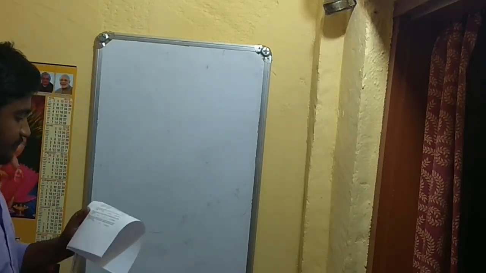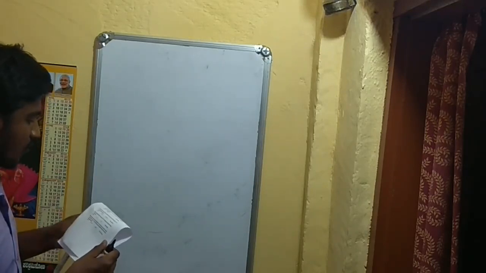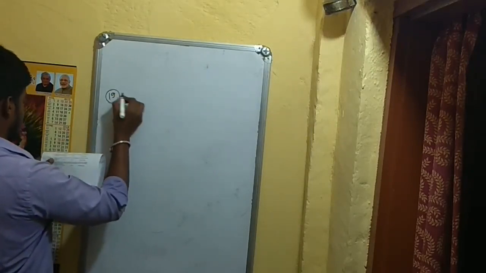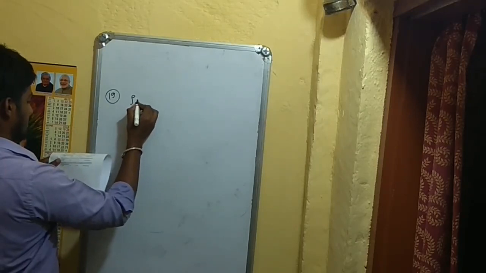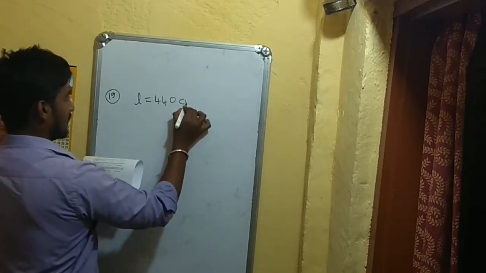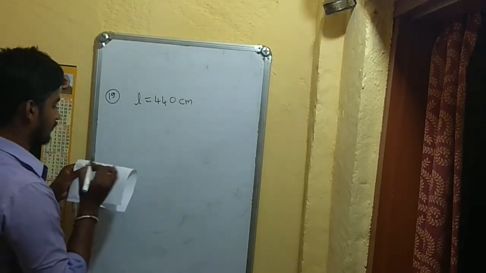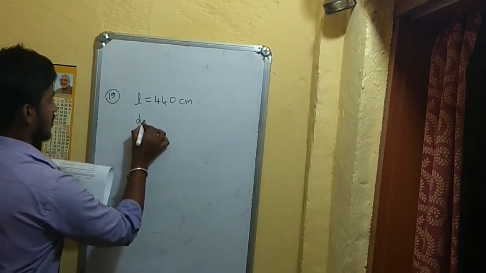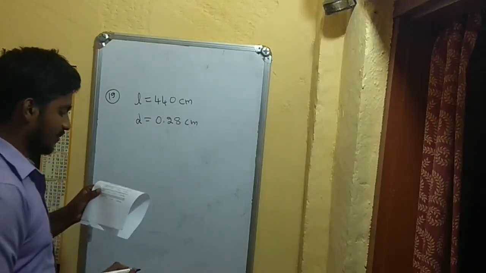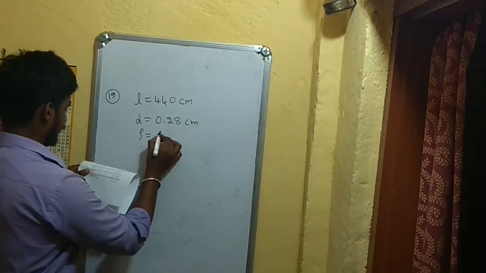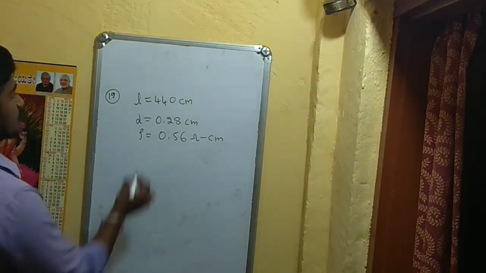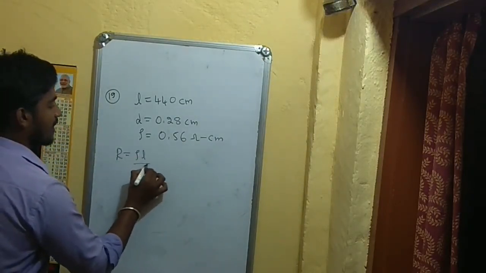Next, 19th one. What is the resistance of a wire of length L is equal to 440 centimeter, of 0.28 centimeter diameter, with a specific resistance of 0.56 ohm centimeter? So we know that R is equal to rho L by A.